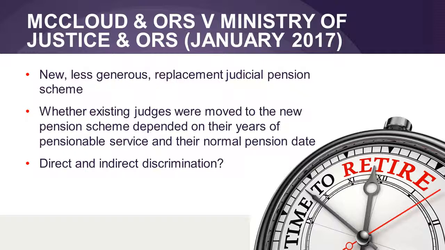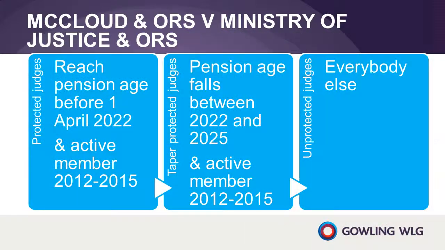And after much consideration, the government introduced a replacement pension scheme, the new judicial pension scheme, which provided less generous retirement benefits. The government was very conscious that there might be some judges who were relatively close to their retirement age and for whom it was felt that they needed additional protection.